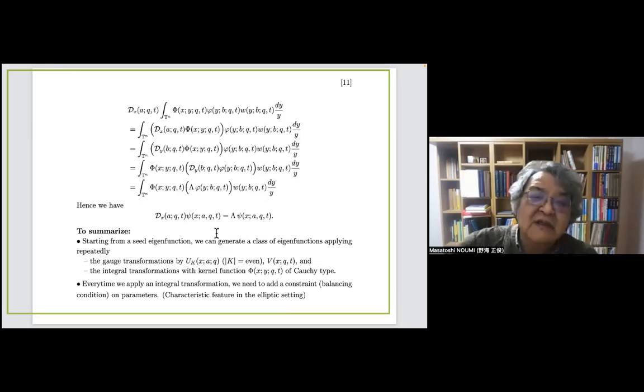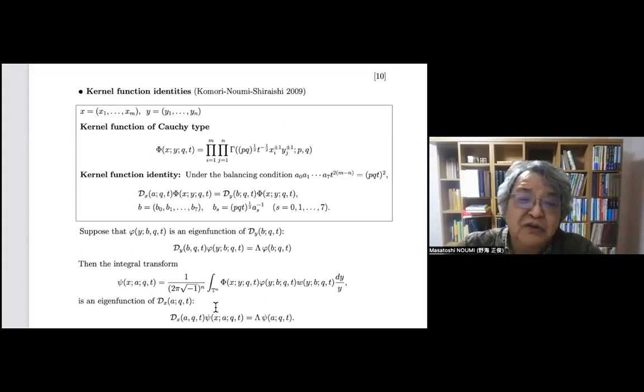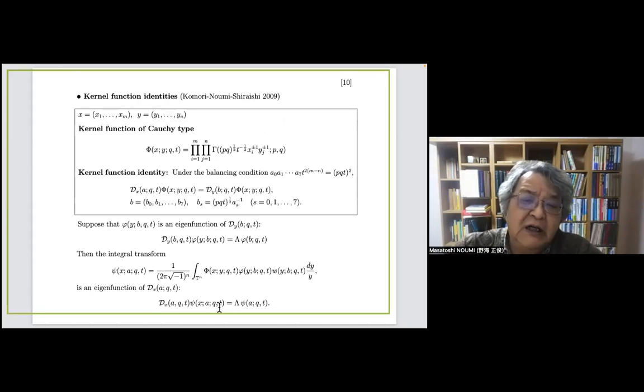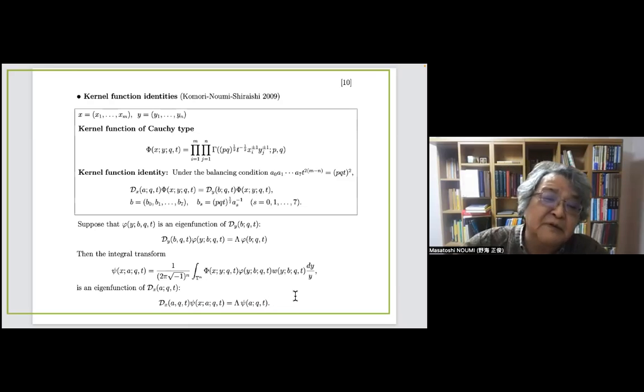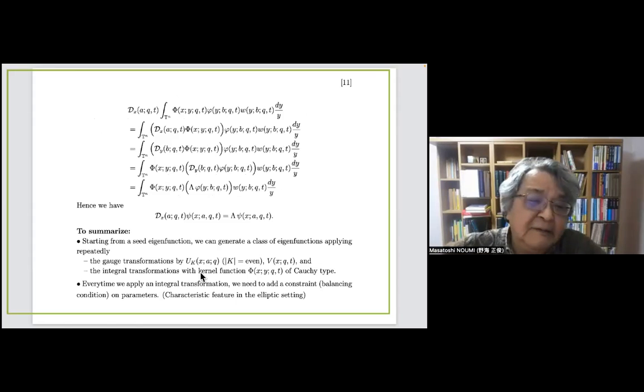That's okay. So if you have a kernel function identity of this form, you can formulate an integral transform that maps an eigenfunction in y variables with certain parameters to eigenfunctions in x variables with other parameters. So this gives an integral transform that maps eigenfunction to eigenfunction. Possibly the parameter should be changed. So to summarize, this is more or less what I want to explain today.